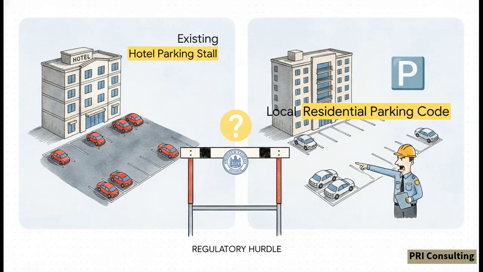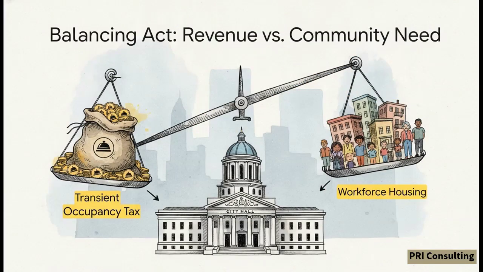If the city requires 2 spaces per apartment and your hotel only has 1 space per room, ouch, that's a major regulatory hurdle that forces the developer to beg the city for a parking variance. Furthermore, this whole mathematical equation exists in a political reality. A massive, often totally overlooked concern for municipalities is the loss of the transient occupancy tax.